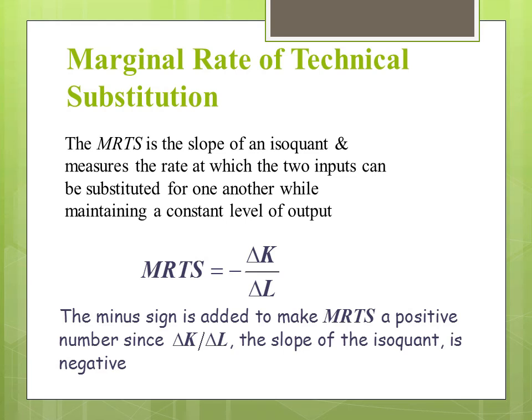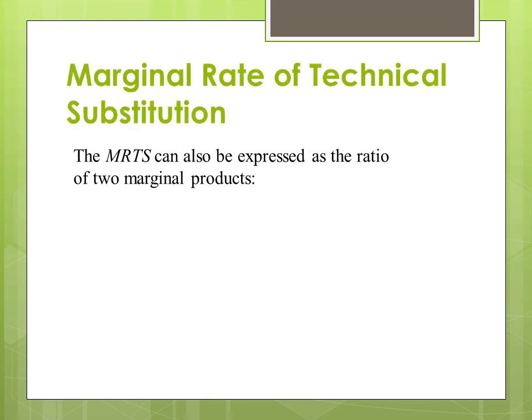The marginal rate of technical substitution is also equal to the marginal productivity of labor over the marginal productivity of capital. It shows the negative sign, and the negatively sloped curve shows the marginal rate of technical substitution, which is the slope of the isoquant. The minus sign is added to make the marginal rate of technical substitution a positive number, since the change in capital over the change in labor, the slope of the isoquant, is negative.